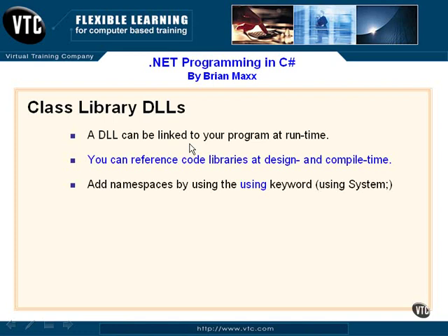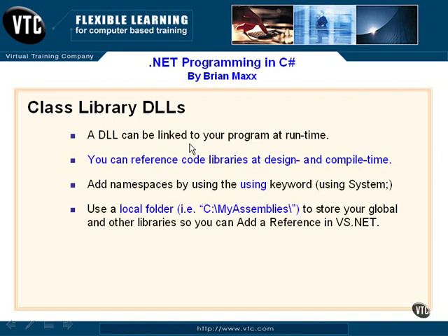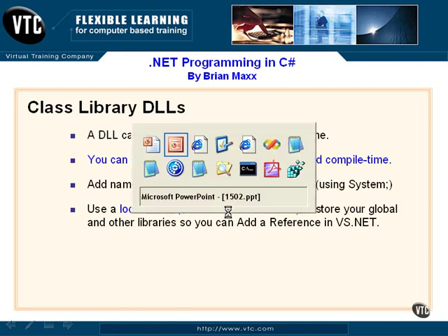Now, you add namespaces by using the using keyword, like using System, for example. We'll see that. And also, you're going to want to use a local folder, like C:\My Assemblies, for example. This allows you to place copies of your global and other libraries, and it allows you to reference them in Visual Studio .NET. You don't have to find them all the time. You can just reference them from that folder if you want to. We'll see that in another example. We'll look at the global assembly cache, and I'll show you how to work with your own local folder, and I'll reference that in this video as well.